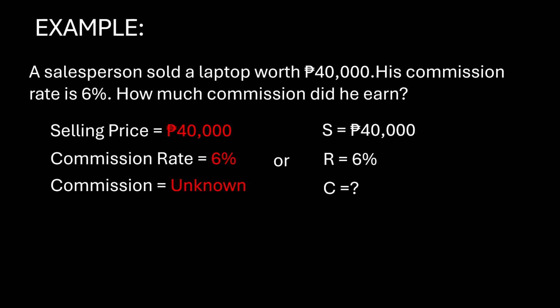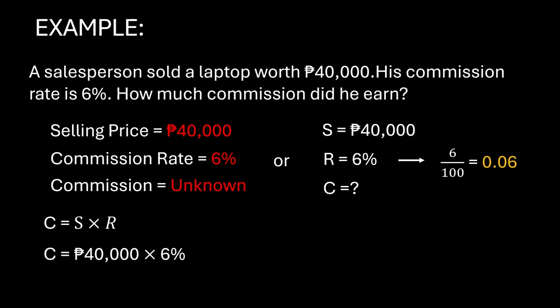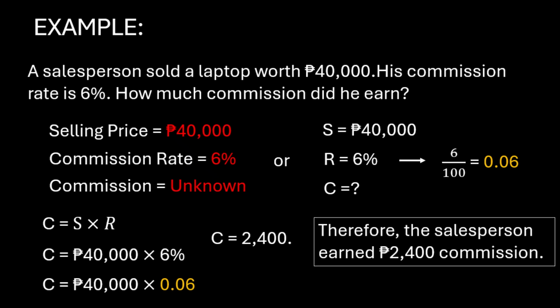Since we're looking for the commission, we'll use the commission formula. Commission equals selling price times commission rate. Now let's substitute the values. Commission equals 40,000 times 6%. But wait, can we multiply immediately? Not yet. Remember, the percentage should first be converted into a decimal. So 6% becomes 0.06. Now we can continue. Commission equals 40,000 times 0.06. Take your time when multiplying. 40,000 multiplied by 0.06 equals 2,400. Therefore, the salesperson earned 2,400 pesos as commission.